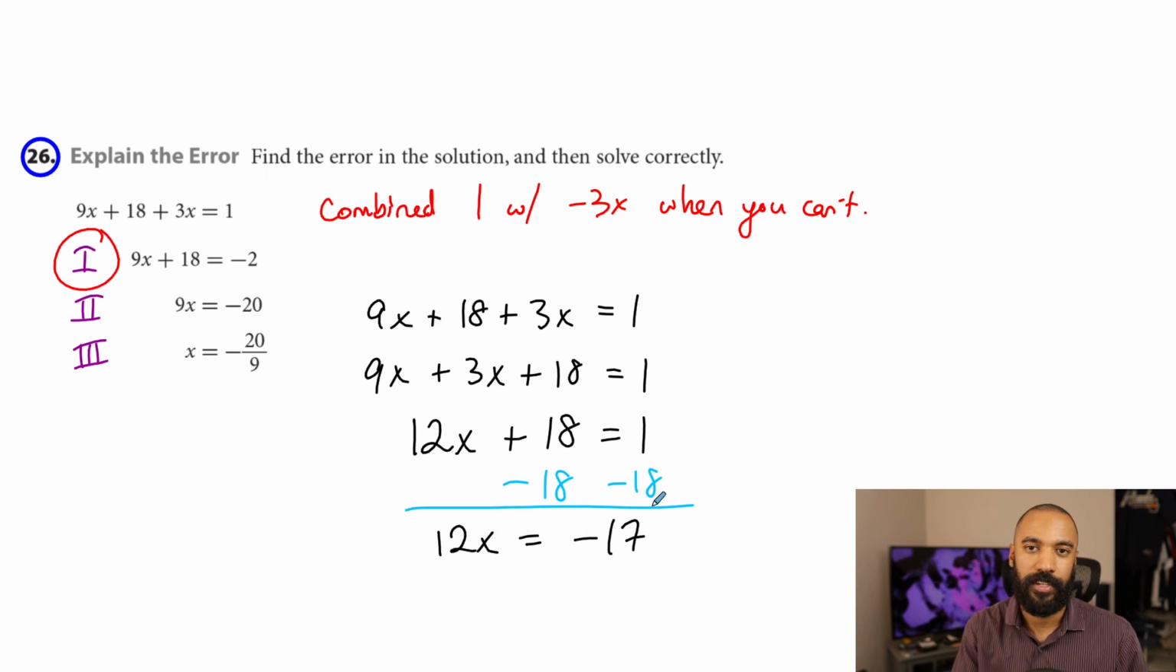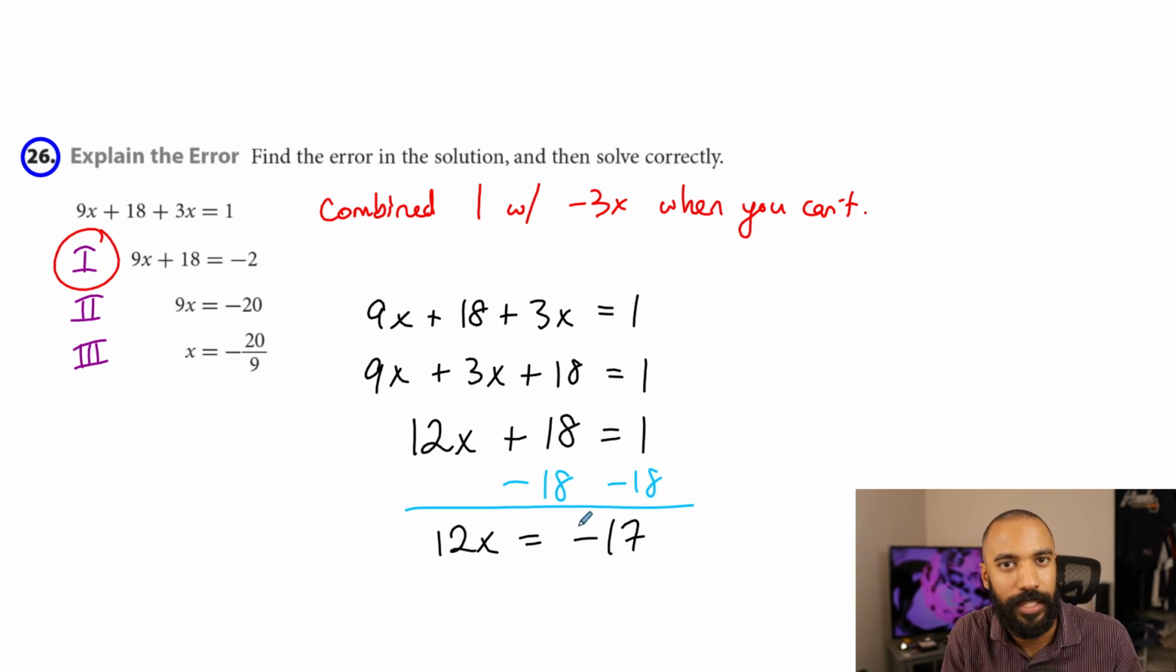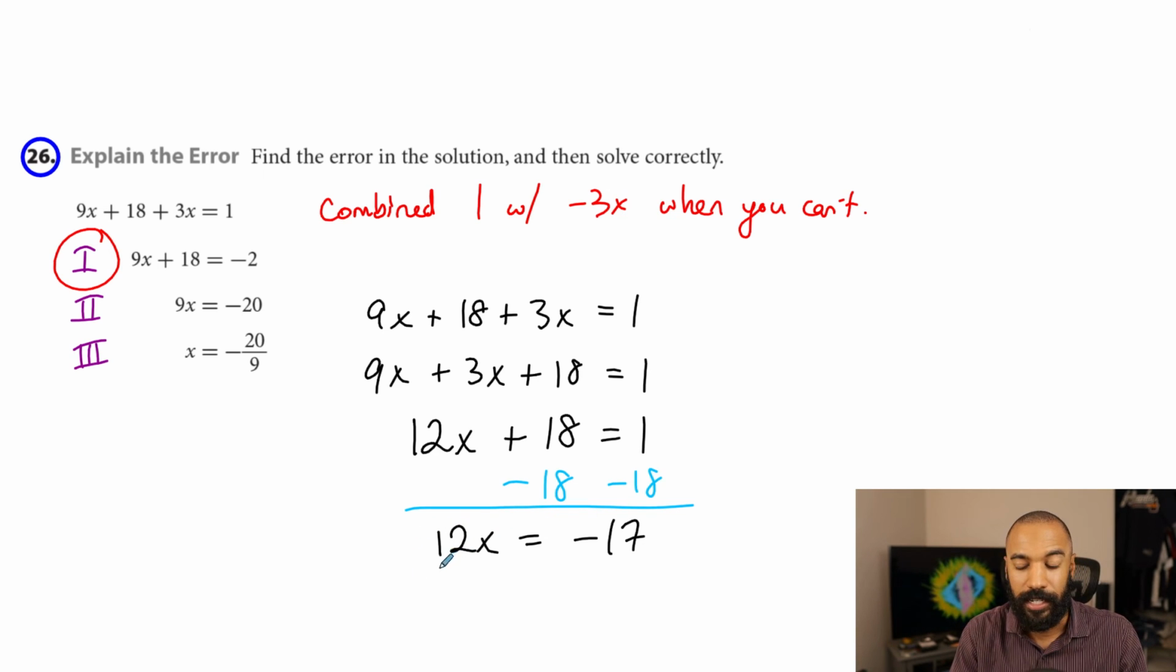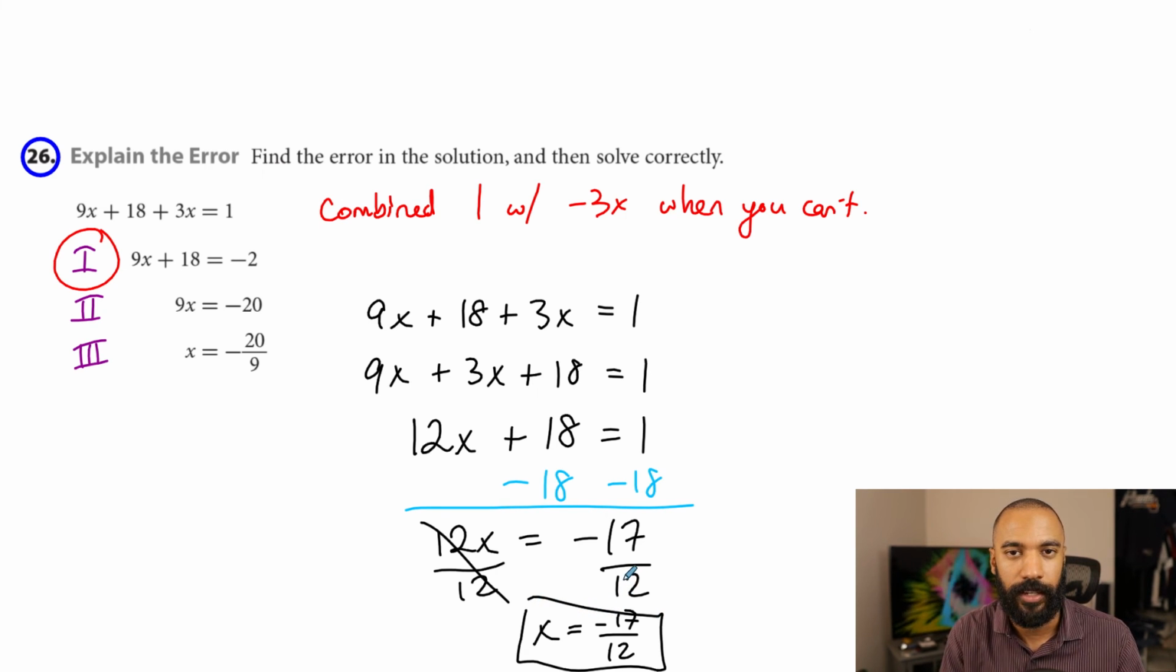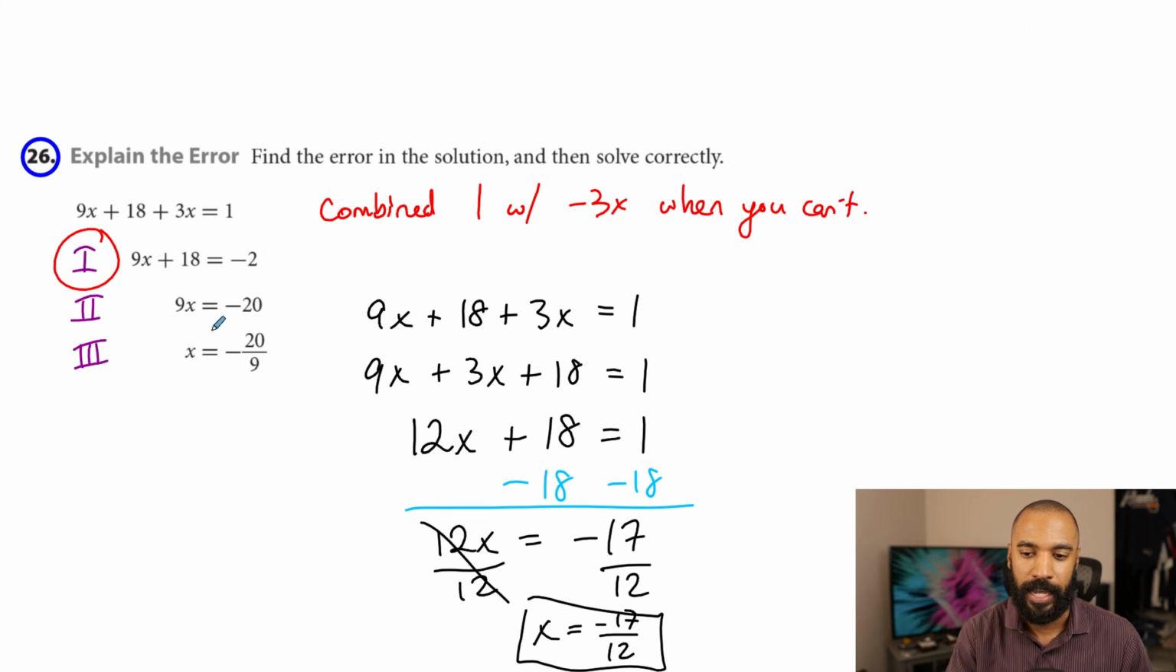12 times the number is negative 17. I couldn't even tell you what the exact number was. But I divide by 12 to figure it out. 12 divided by 12 is 1. I'm left with 1x, and I have negative 17 over 12 left on that side. This doesn't reduce. That's a fine final answer. It's correct. They did the right steps at the end as well. Subtract 18, divided by 9, but wrong work leading up to it.